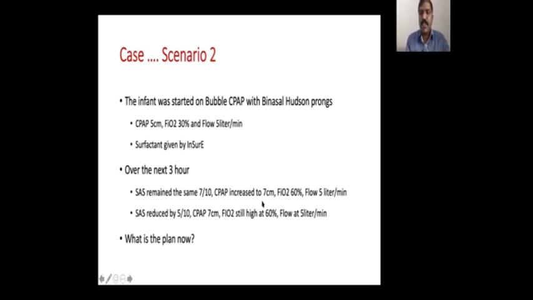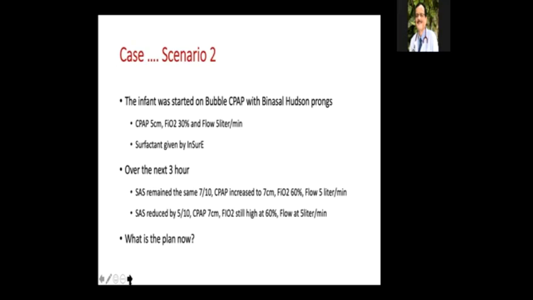And once we came to 7 pressure and FiO2 to 60%, the retractions now came down to 5/10. So Silverman score decreased, the grunt disappeared, but other parameters remained the same. So the baby was on CPAP 7 centimeters with FiO2 60%, flow of 5 liters. So what is the plan now? He is on the maximum settings. He still has moderate retractions. So should we allow this baby to continue on CPAP, or what should we do now?